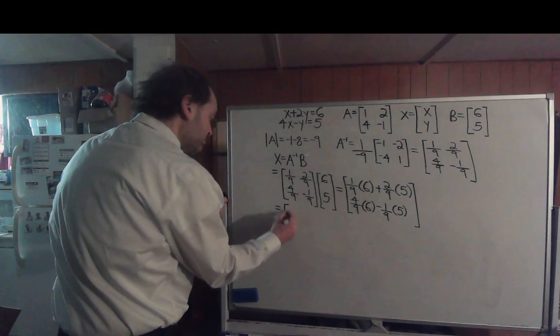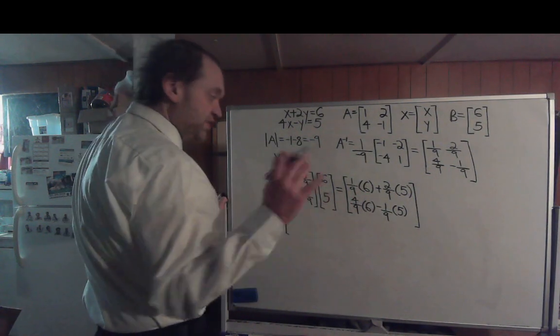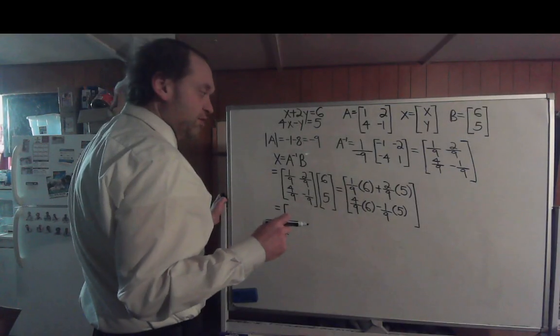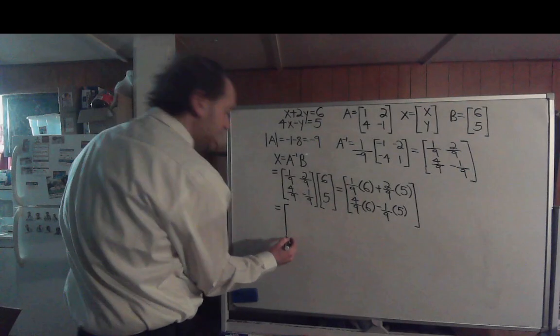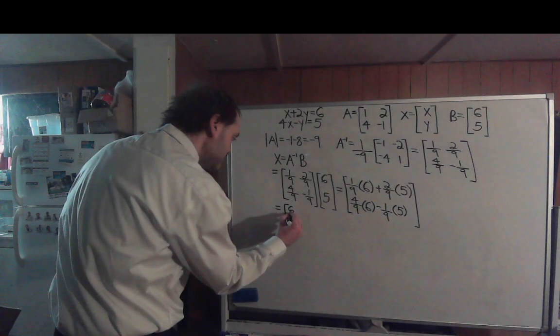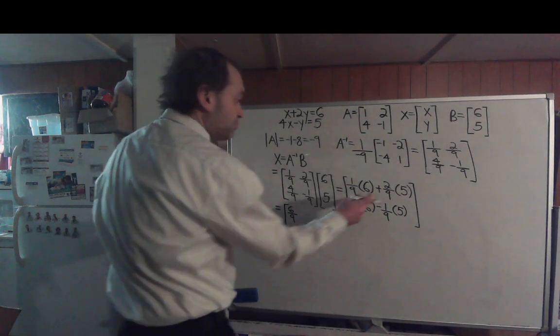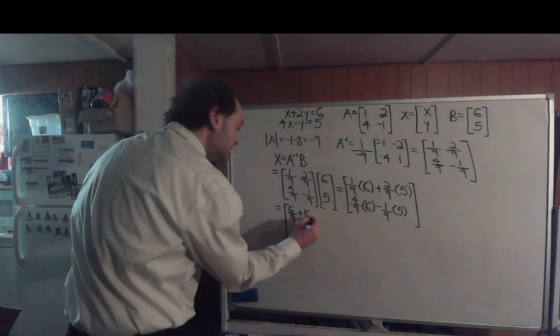Alright, so let's simplify this more. 1/9 times 6. I think we're going to leave everything with a denominator of 9. I know that's not proper form, but keep your denominator the same if you have the same denominator. So that would be 6/9 plus 2/9 times 5. That'd be plus 10/9.